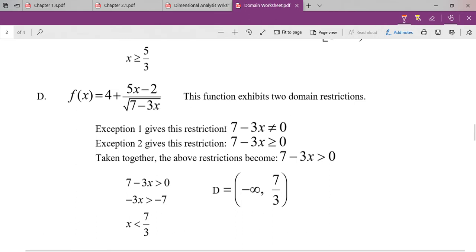Exception 1 gives the restriction that 7 minus 3x cannot be equal to 0. And exception 2 gives the restriction that 7 minus 3x has to be greater than or equal to 0. Well, exception 1 has already canceled out that equal to part here. So exception 1's already caused it to say, okay, we know it's definitely not equal. So that means that 7 minus 3x needs to be strictly greater than 0. So we have to combine our exceptions and take it as limited as possible. So when we do that and we solve, what we wind up with is a domain that is from negative infinity to 7 over 3.